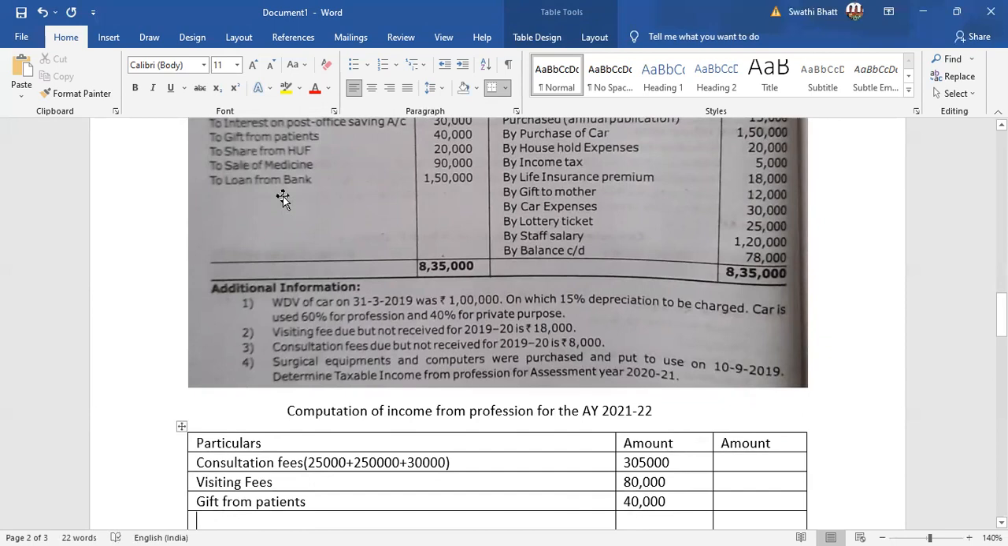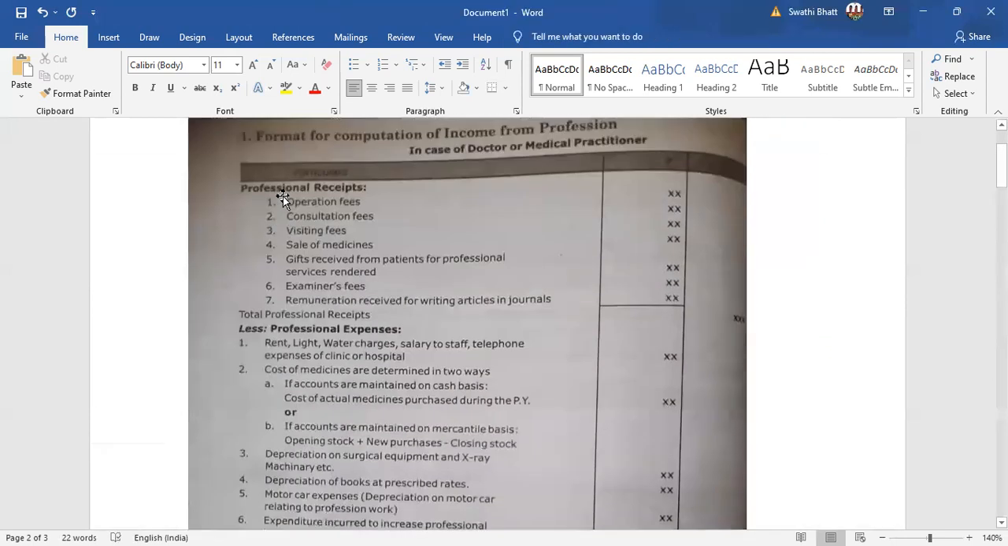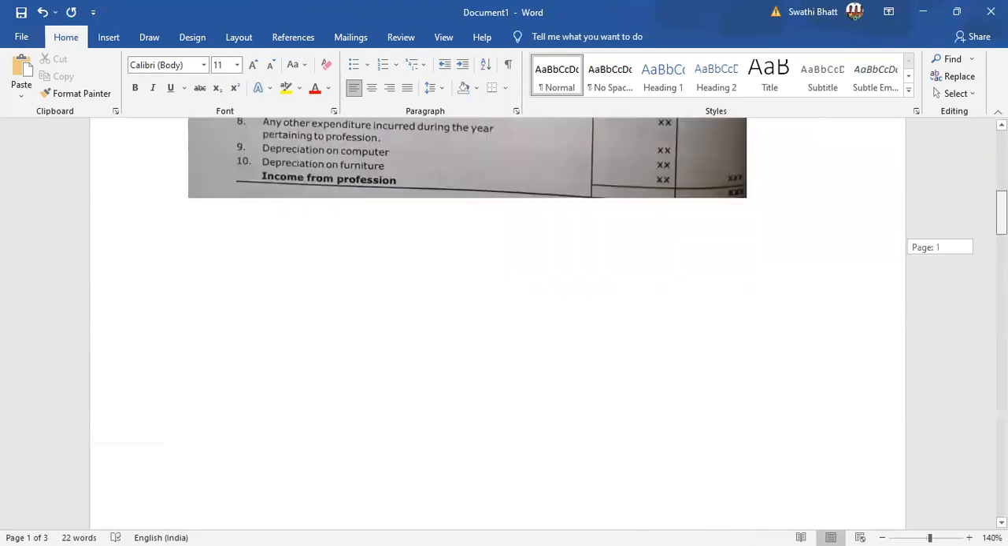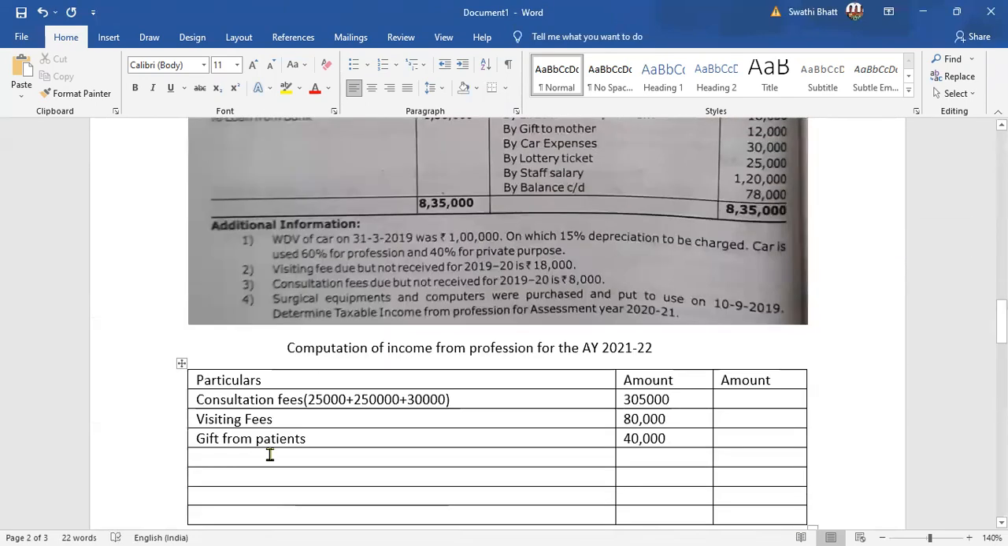The next one is sale of medicine. If you look at the format again, it says sale of medicine is included in the professional receipt. So we will be adding sale of medicines, and the amount is 90,000.